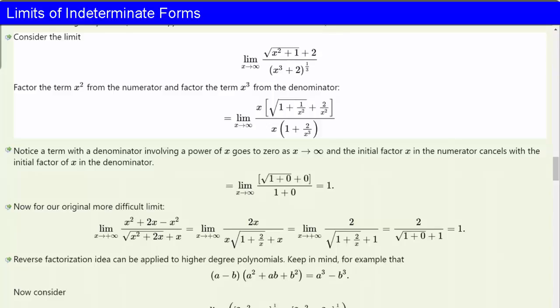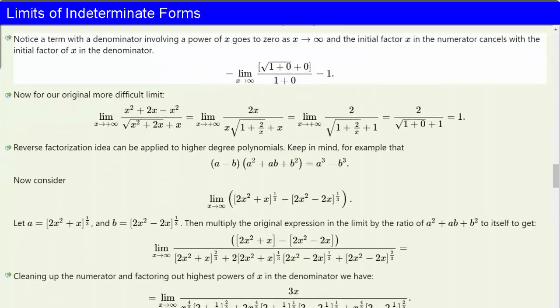We end up with the limit as x tends to infinity of x on the top times an expression in brackets that involves the number 1 and some other terms which are divided by powers of x. In the denominator, we end up with an x factored out times the number 1 plus a term 2 over x cubed. Now notice that any term with the denominator involving a power of x goes to 0 as x goes to infinity. In addition, the initial factor of x in the numerator cancels with the initial factor of x in the denominator. So we cancel them, and we end up with a limit of 1.